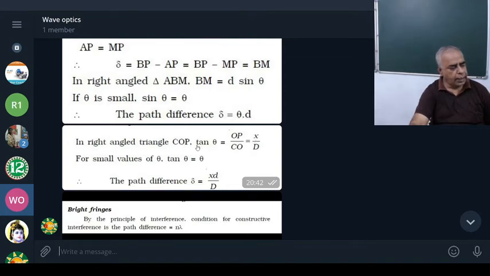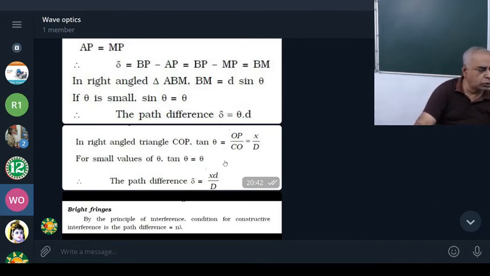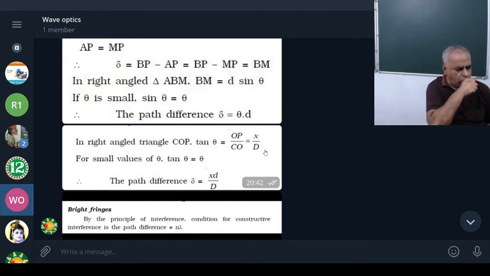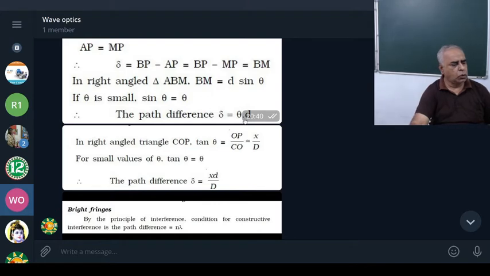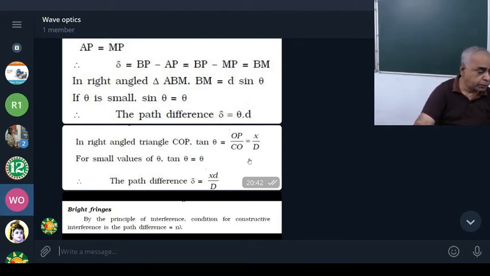Now tan theta is equal to x by D, and theta being very small, tan theta is equal to theta. So you can put theta equal to x by D. Here we already know the path difference is theta into d. So instead of theta you can introduce x by D. So now we have delta is equal to xd divided by capital D.